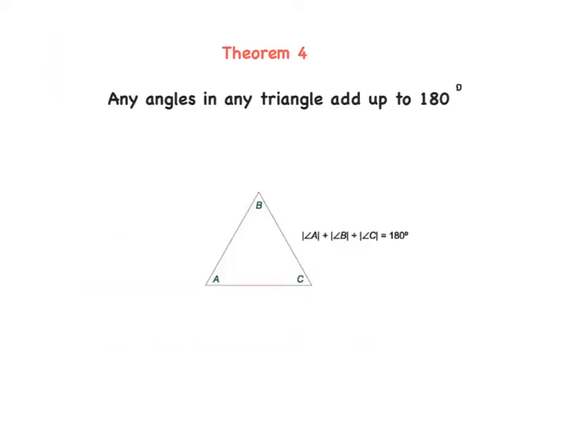Hi everyone, and this video will focus on Theorem 4 and Theorem 6. So we started Theorem 4 in the last video, and it's any angles in any triangle add up to 180, okay? So always when we add them up, we'll get 180. Doesn't matter what type of triangle it is, okay?